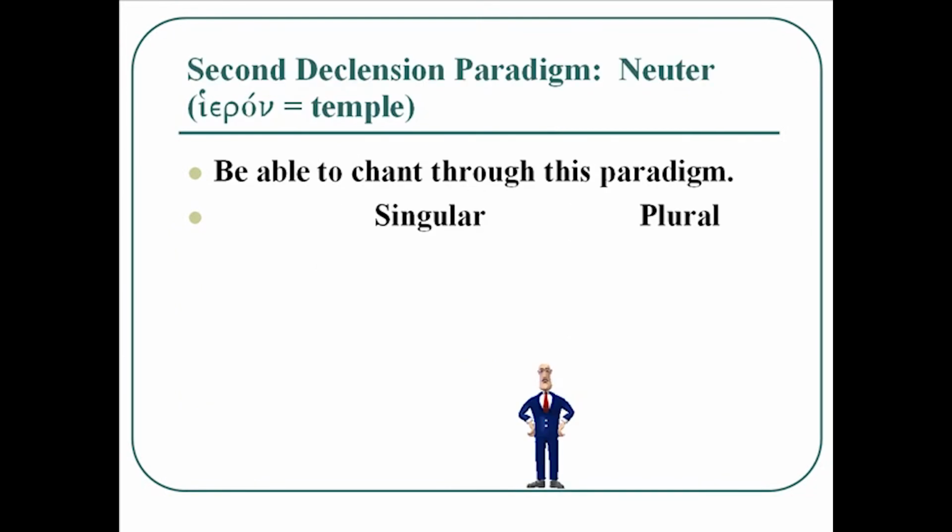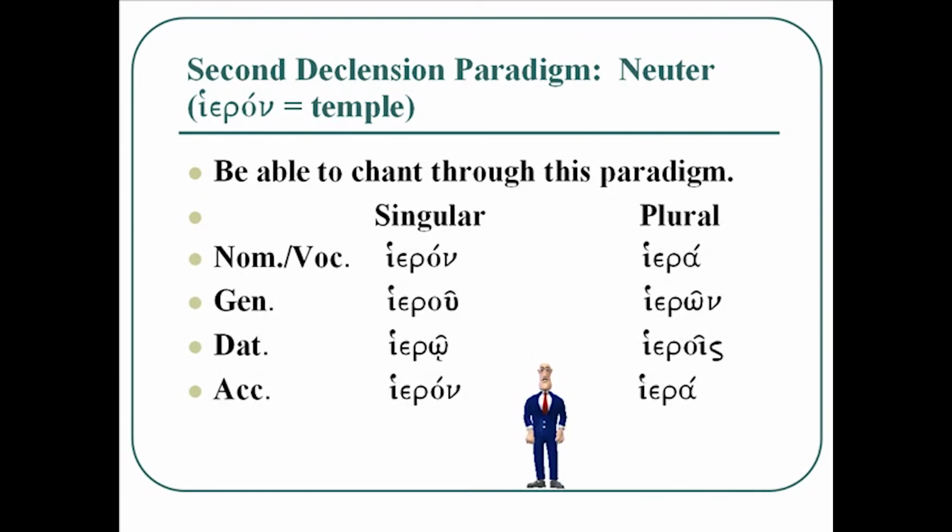Now we'll look at the second declension paradigm for the neuter nouns. We're going to use hieron as an example, which means temple. So this is also a chant that will parallel with the chant for logos. Second declension, neuter, hieron. Hieron, hierou, hierō, hieron, hiera, hierōn, hierois, hiera.